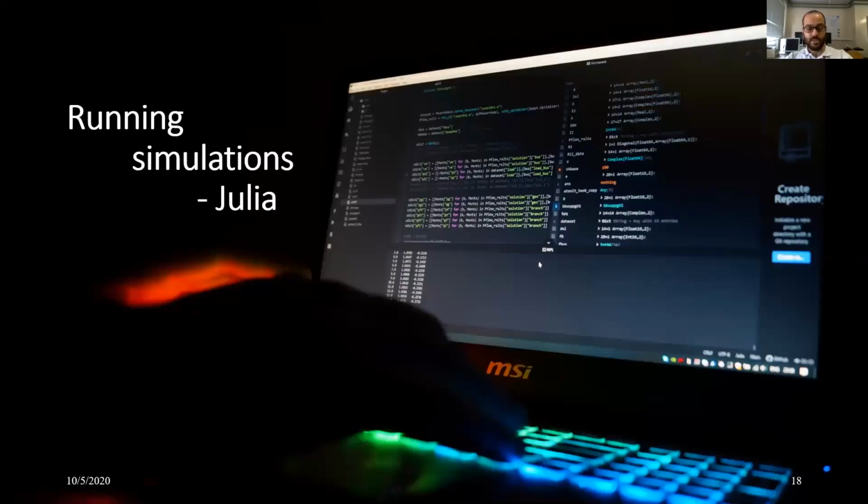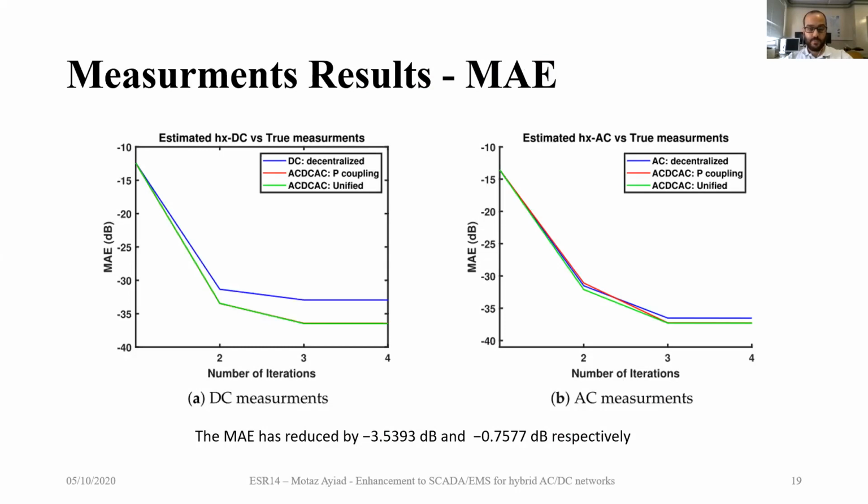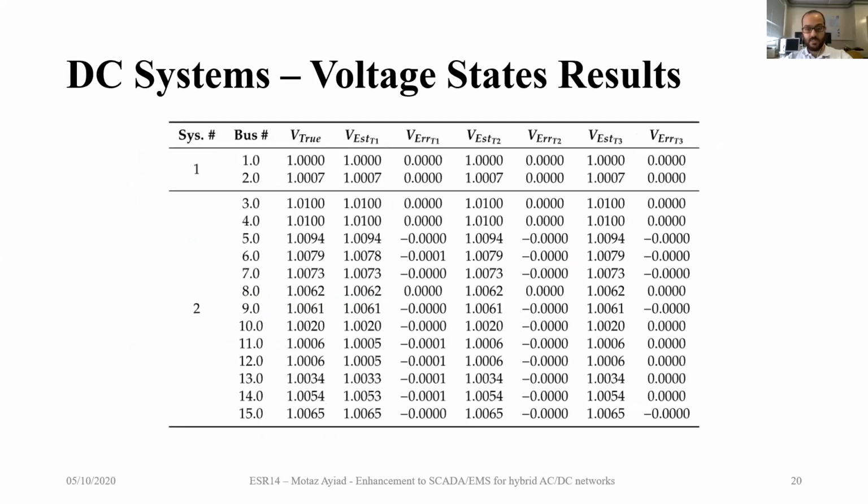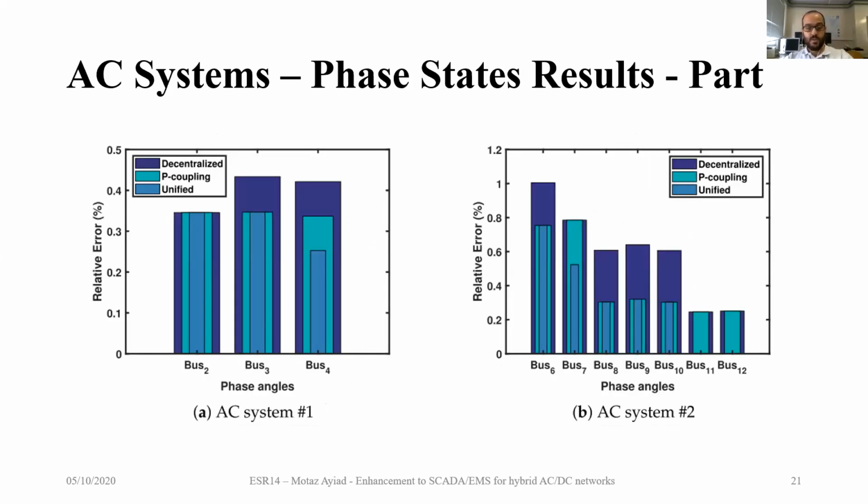After running several simulations, we can find the following results. First of all, the unified approach was able to minimize the mean average error compared to the other two approaches on the measurements level, AC and DC. When you look at the system state values, we can see that the decentralized approach in the middle has shown more error than the other two approaches. But when we look at the AC systems, mainly AC system 1 and AC system 2, because they have the most number of buses, we can find that the unified approach was able to better estimate the phase angle compared to the other two approaches.